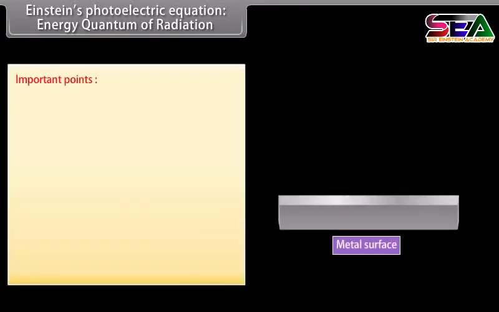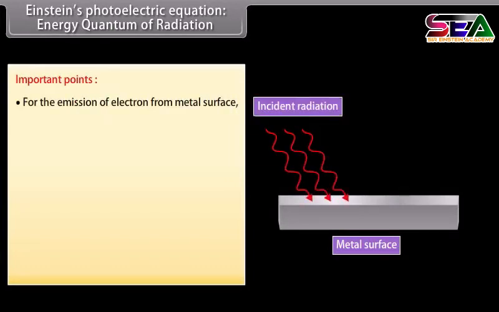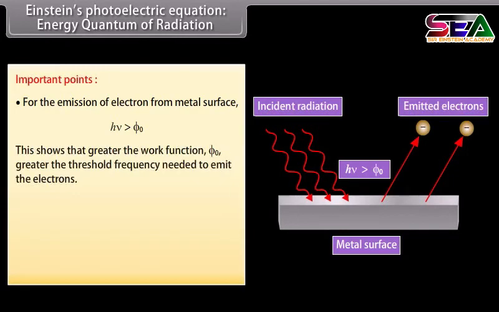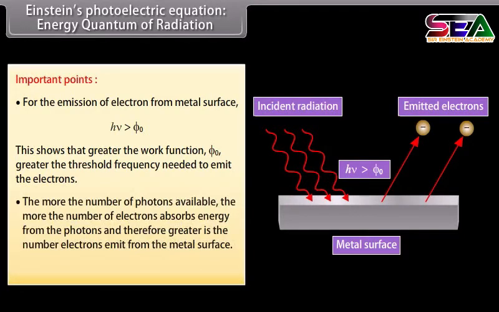Important points. For the emission of an electron from the metal surface, hν must be greater than φ0. This shows that the greater the work function φ0, the greater the threshold frequency needed to emit the electron. The more the number of photons available, the more electrons absorb energy from the photons, and therefore greater is the number of electrons emitted from the metal surface.